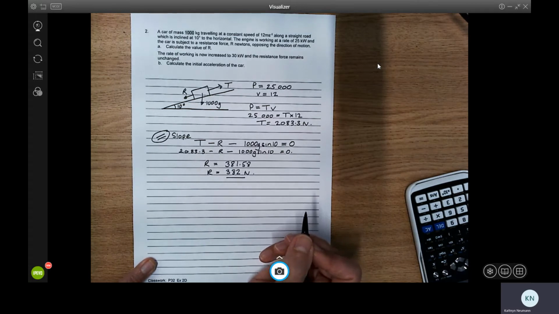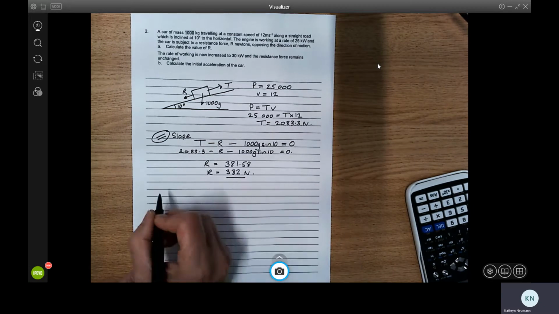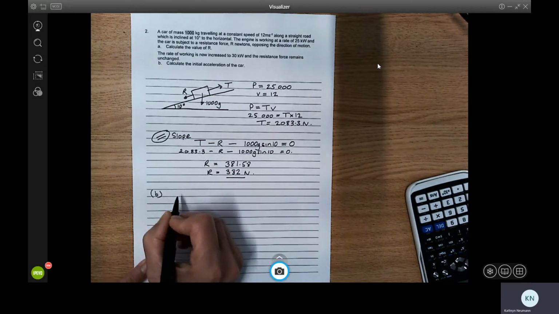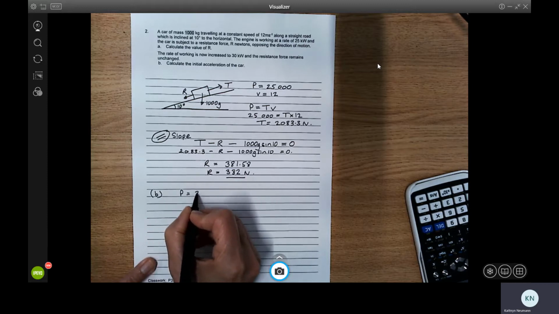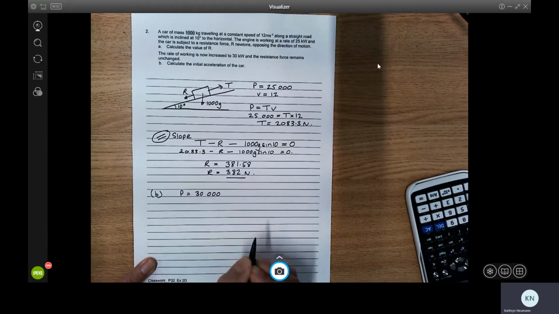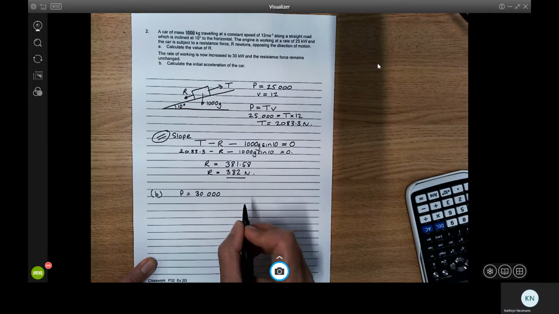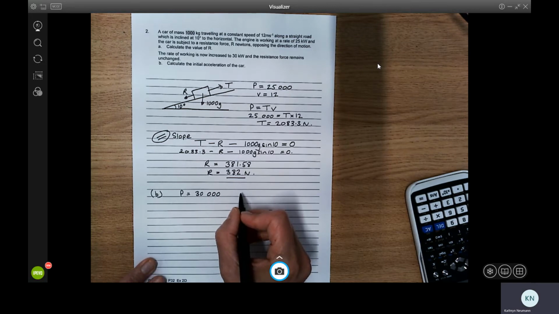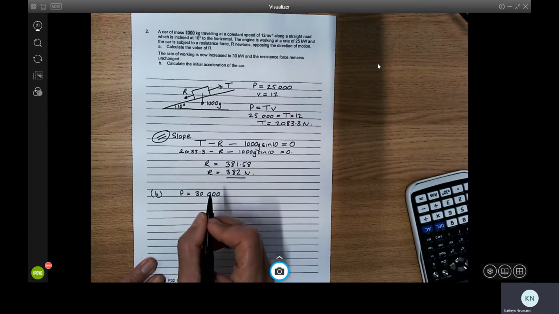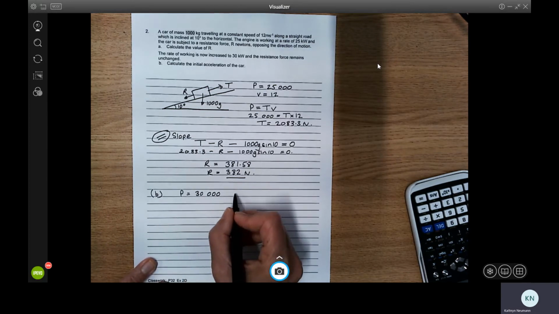Now, part B of the question, the rate of working is now increased. So power changes now. And so we've now got that the power is 30,000 watts. So we want to find out what the new tractive force is, and we want to work out the initial acceleration. It has been travelling at 12. So at the point the power changes, it's still travelling at 12 meters per second.